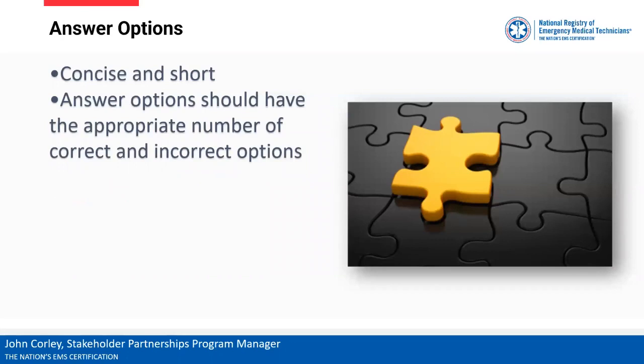So answer options: concise, short. Answer options should have the appropriate number of correct and incorrect options. What is going to determine that, right? The item type that you use is going to determine this. So if you use a classic multiple choice item, you're going to use one keyed response and 3 foils. Or if you're using a multiple response item, there's 5 or 6 options with 2 or 3 keyed responses and your 3 foils. So, that's kind of where that's going to be.